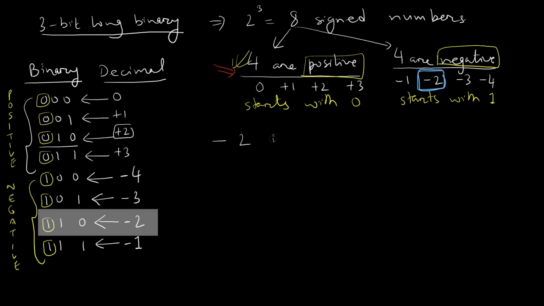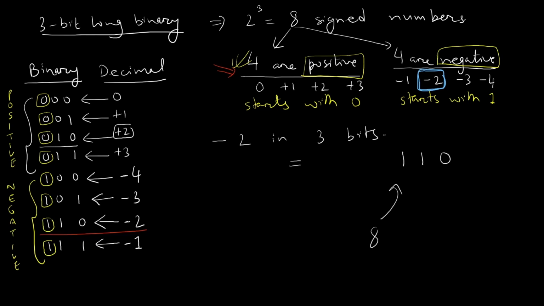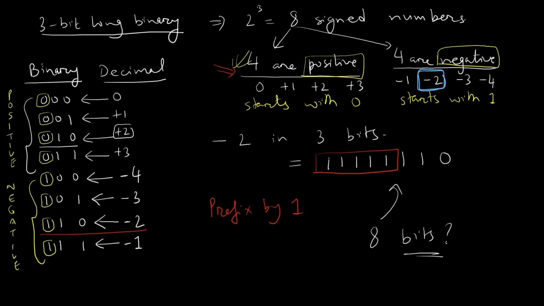Just note that minus 2 in 3 bits is represented as 110. How do I represent minus 2 using 8 bits? Here, I need to prefix by 1. How many ones? We add 5 ones to get the answer 11111110. This is how you represent minus 2 using an 8-bit long binary number. Just note that if it is a negative number, prefix by 1, and if it is a positive number, prefix by 0.